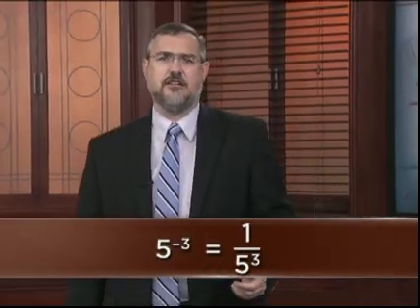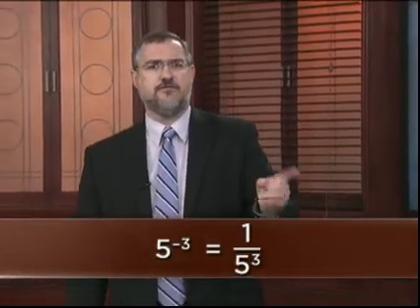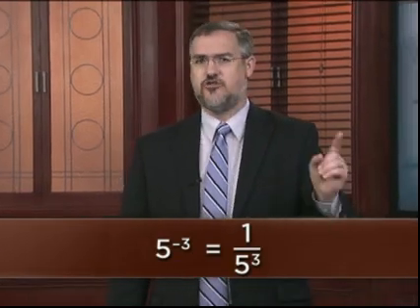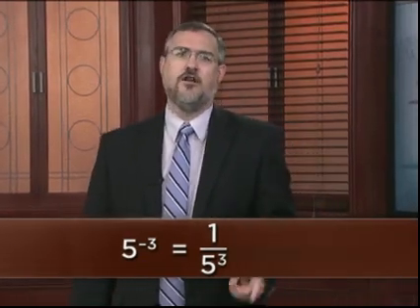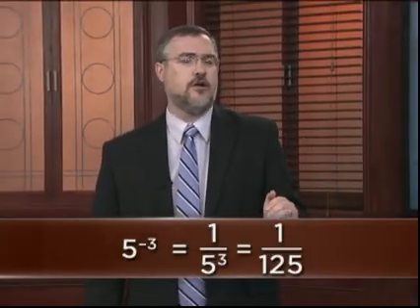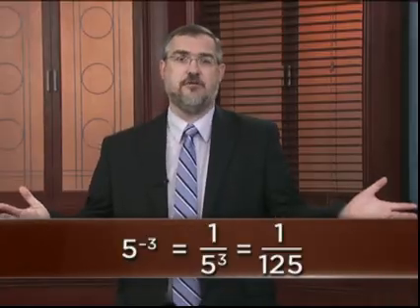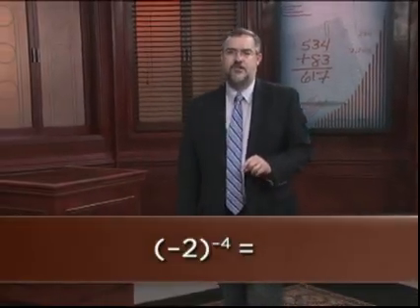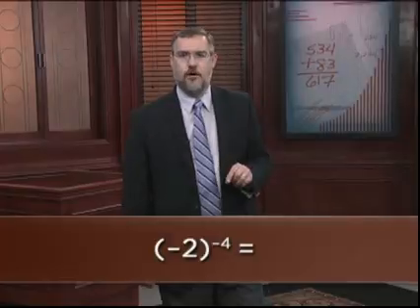I just need to calculate that pretty quickly. 5 to the 3 is 5 times 5 times 5, which is 25 times 5, which is 125. And so 1 over 5 cubed is the same as 1 over 125, and that's my final answer. All right, now let's make things a little more complicated. Let's simplify -2 raised to the -4 power.